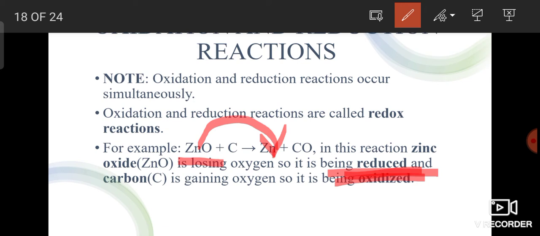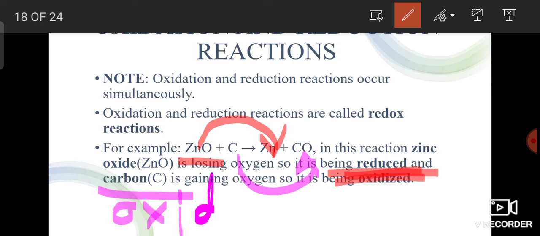Now let's have a look at the other reactant, carbon. The other reactant was carbon and carbon is changing into carbon monoxide. So carbon is accepting oxygen, which means it is taking up oxygen and carbon is getting oxidized. So carbon के साथ में क्या हुआ है? Carbon is getting oxidized. Why oxidized? Because carbon is changing into carbon monoxide and it is accepting oxygen. So addition of oxygen is oxidation and carbon is getting oxidized.